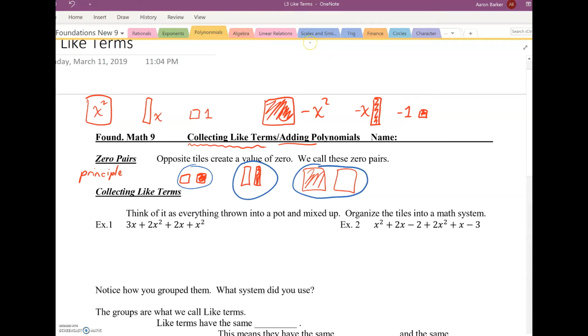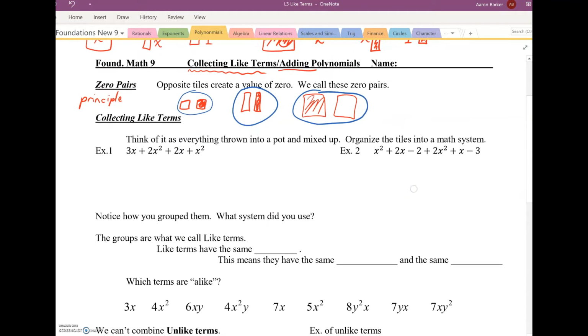Going forward, let's talk about collecting like terms. We have a 3x, a 2x squared, a 2x, and an x squared. Basically, you think of this as everything has been thrown into a pot and mixed up. For example, we have 3 x's. I can draw them in this orientation, or I could turn them sideways. It doesn't matter. I have 2 x squareds. So there's 1, there's 2. I have 2 x's. And I have an x squared. Those are all the pieces of the pile.